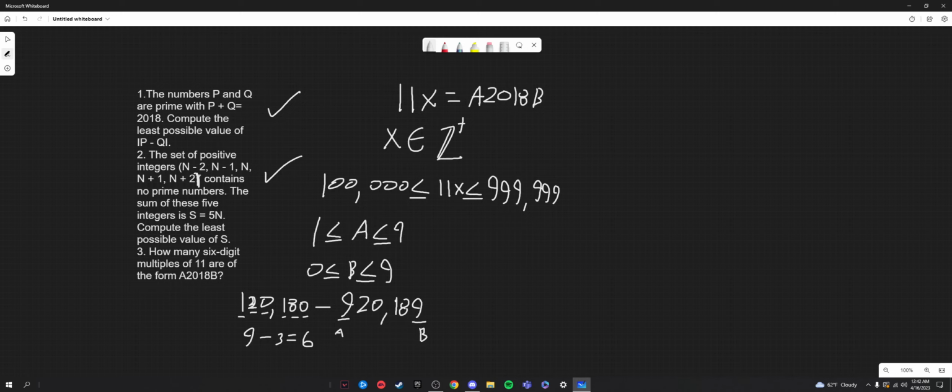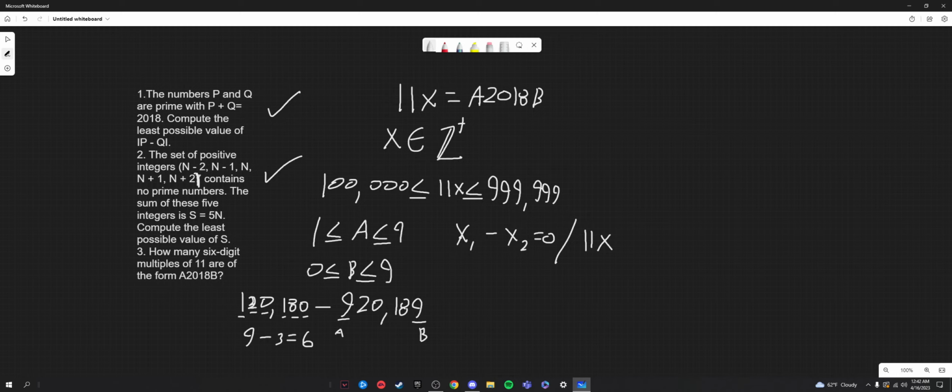So if we apply the divisibility rule of 11, let's call the sum of the odd digits x1. We're going to call the sum of the even digits x2. And subtracting these two, this has to equal 0 or 11x, a multiple of 11. So knowing this, we can say what x1 and x2 can potentially be equal to if we look at the divisibility rule of 11.